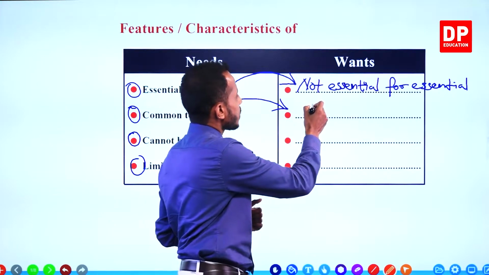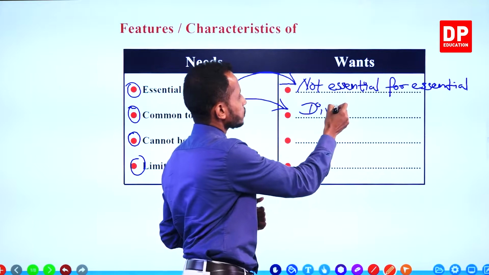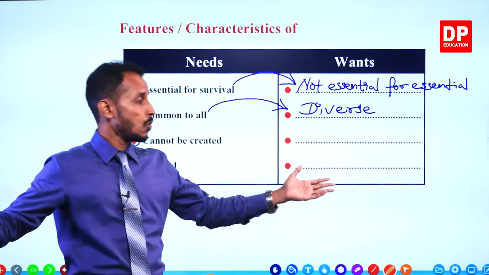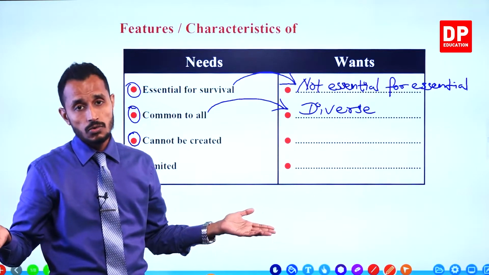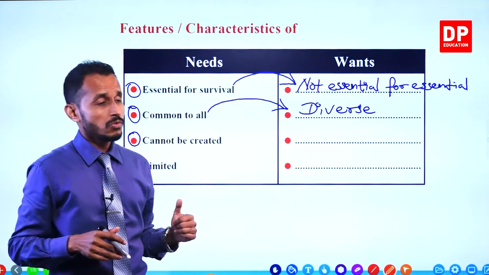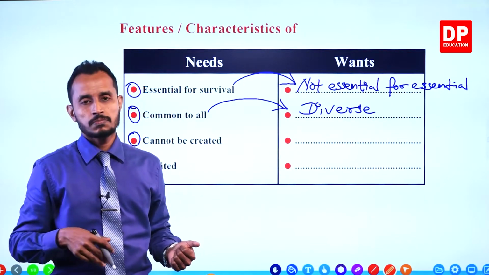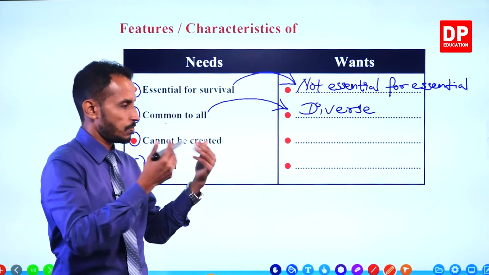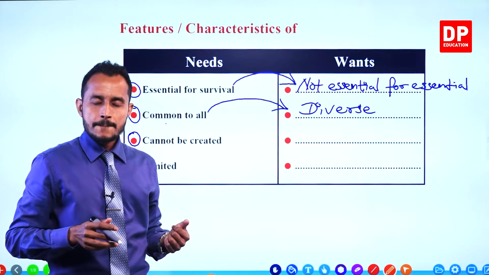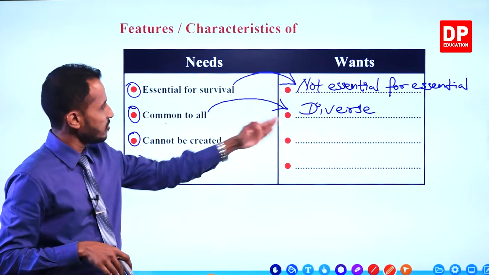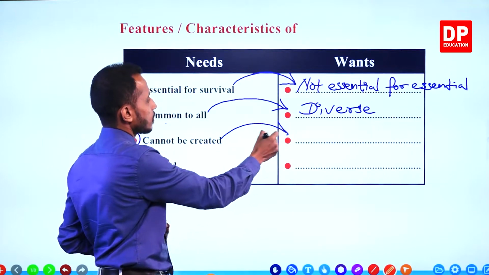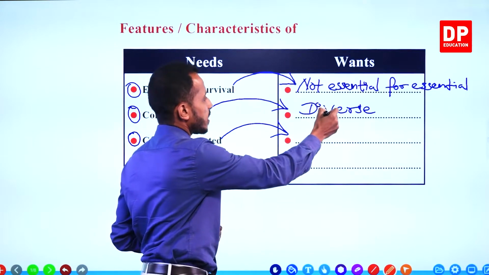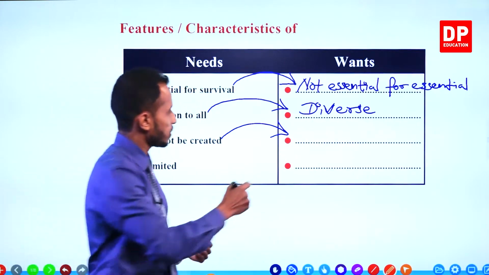Wants are diverse. There is no limit to our wants. One person wants something else, another wants something else. They are not common to everybody, to you, to me, to your parents. Not common. They are diverse. Remember, wants can be created.